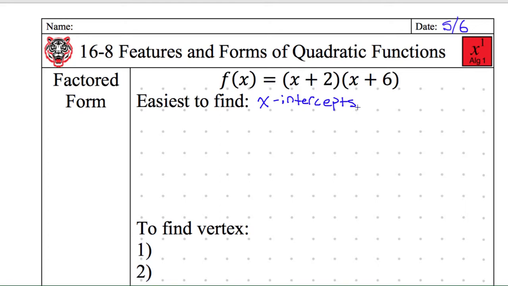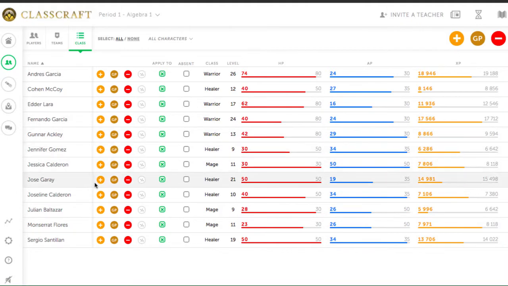All right, and how do I find those x-intercepts? What is set to 0, Cohen? What is set to 0, anyone, in order to find the x-intercepts? Josie. f(x). Yeah, that f(x), which is sometimes called y, we'll set that to 0. So let's do that now. Josie is substituting 0 for f(x), and we're going to rewrite the right-hand side: (x + 2)(x + 6). Thank you, Josie.